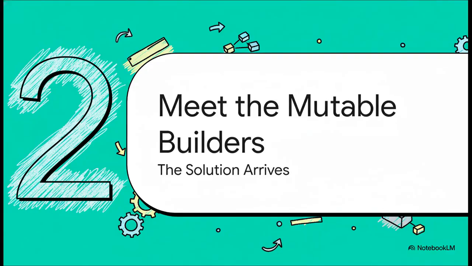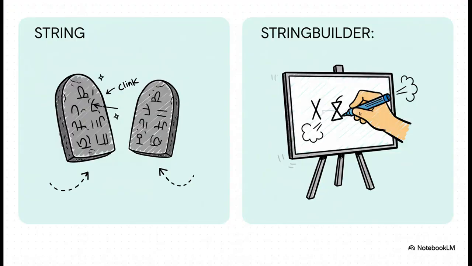Okay, so if creating all those new stone tablets is the problem, what's the solution? Well, for exactly these situations, where you need to modify strings a lot, Java gives us two powerful alternatives: meet StringBuffer and StringBuilder. So let's go back to our analogy for a second. If a String is that permanent stone tablet, then StringBuffer and StringBuilder are like a whiteboard. You can write on it, erase a little bit, add some more text over here, and you're doing it all on the same whiteboard. You don't need to grab a new one every single time you make a change.